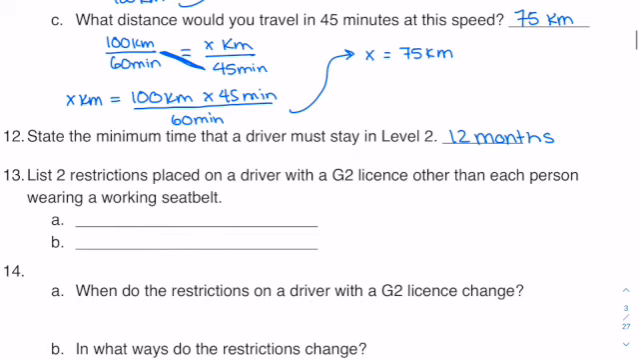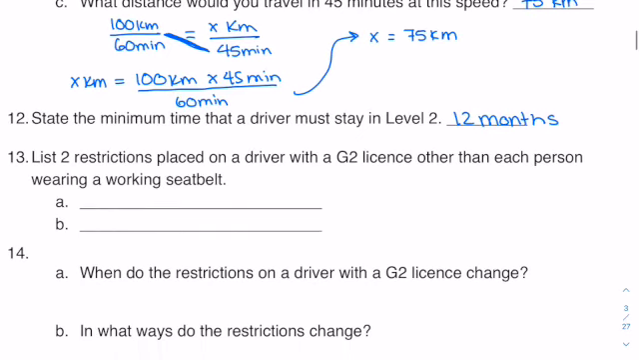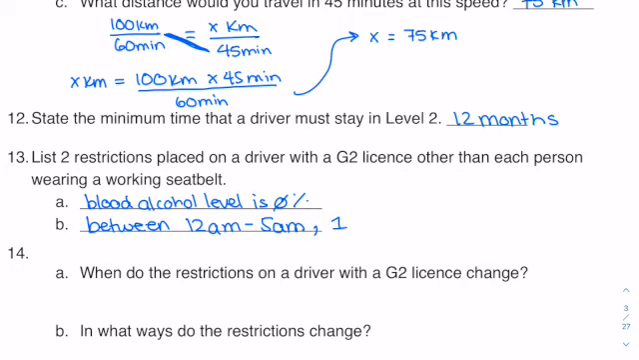List the 2 restrictions placed on a G2 license other than everyone wearing a seatbelt, and that's your blood alcohol level is 0%. And then also between 12 a.m. and 5 a.m., you're only allowed 1 passenger under 19 years old. That's not family.